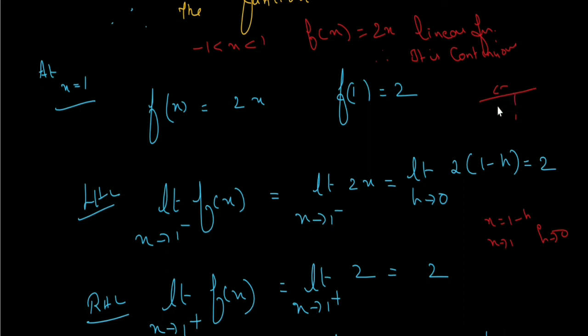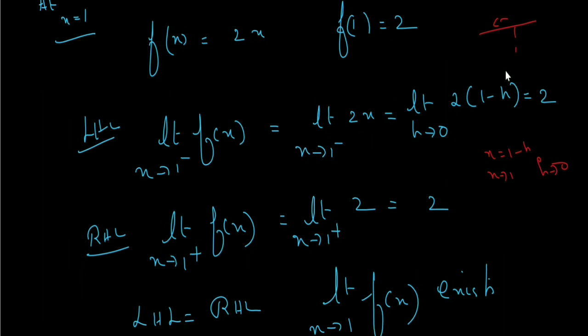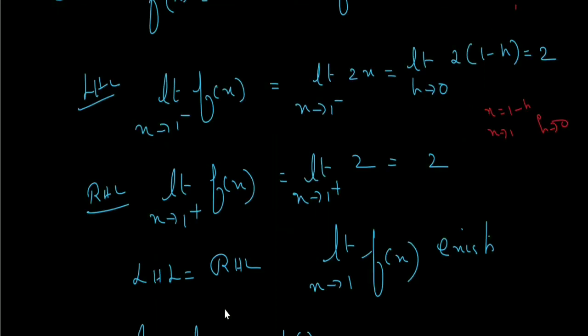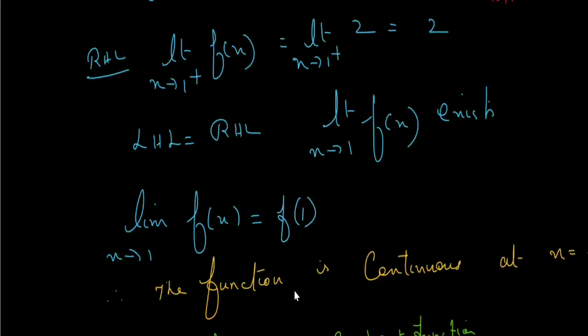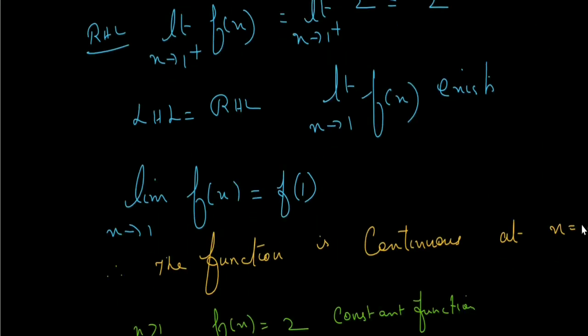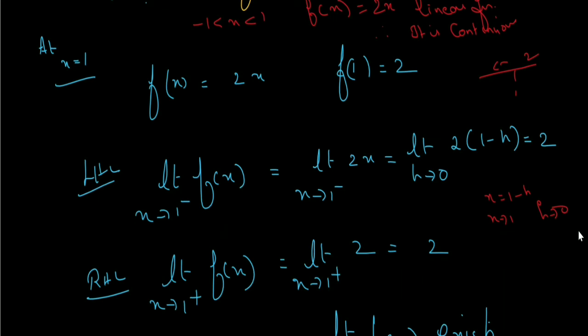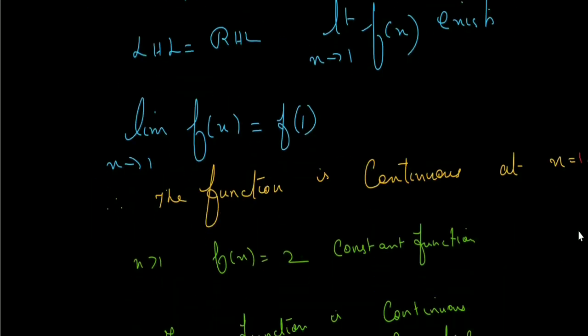What about right limit? Right of 1, the function is given as 2 itself. So it's a constant function. So once again here, left limit is equal to right limit and the limit value is equal to the function value. Therefore, the function is continuous at x is equal to 1.